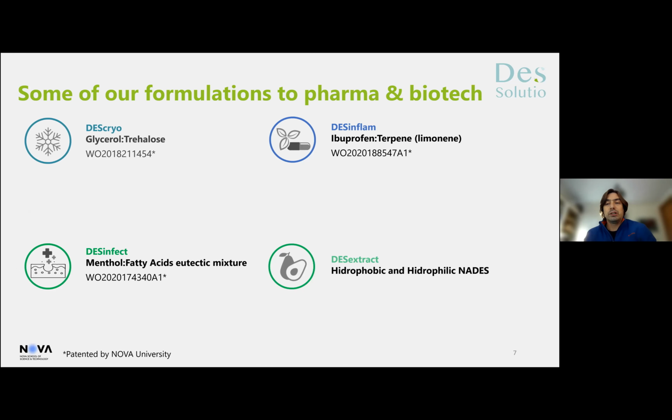I wanted to show you a little bit of these four pillars, the topics that we are working on more at DES SOLUTIO, and where we are a little bit more advanced in terms of implementing these solutions into industry, and where we are already on the, well, I don't want to say fast track, but at least in a good way to implement this into industry.